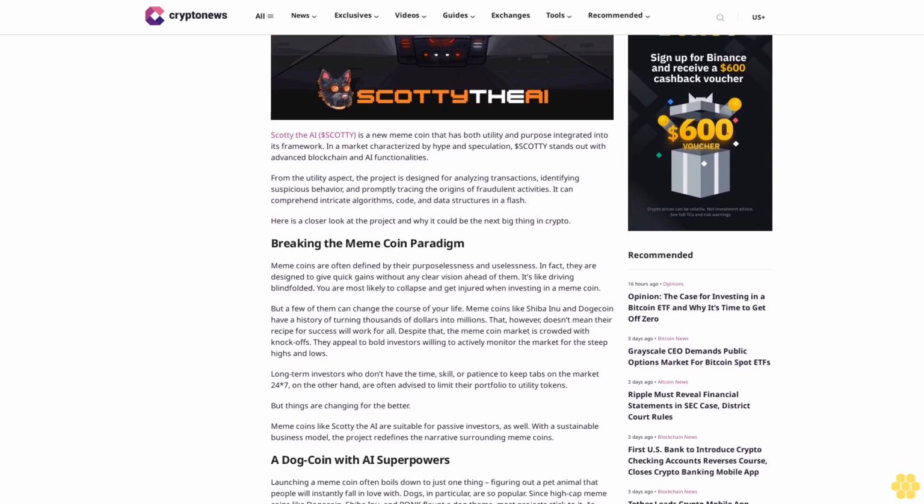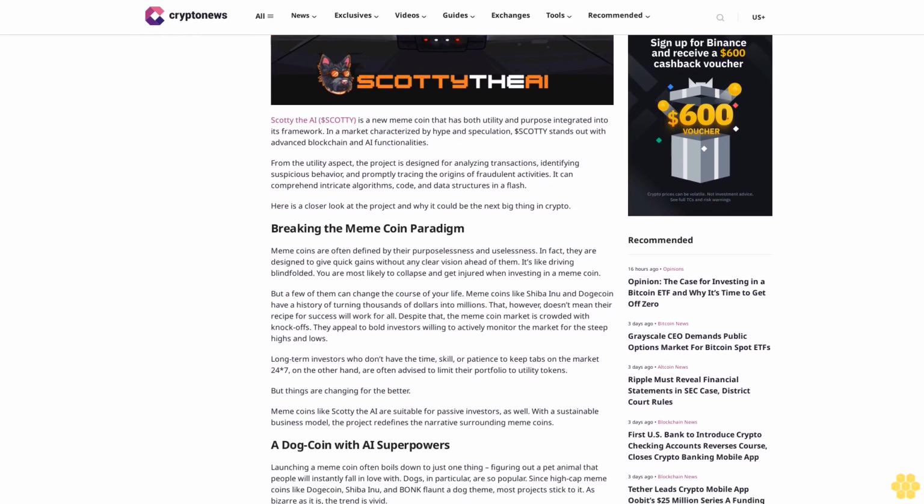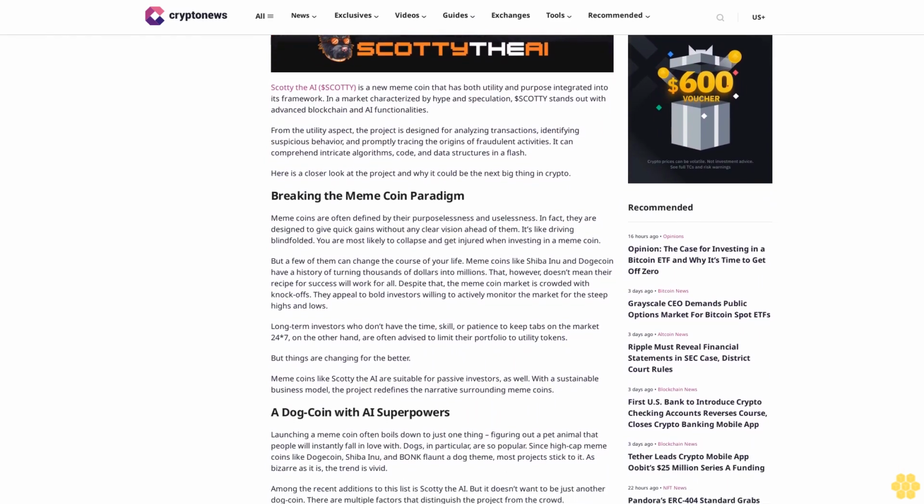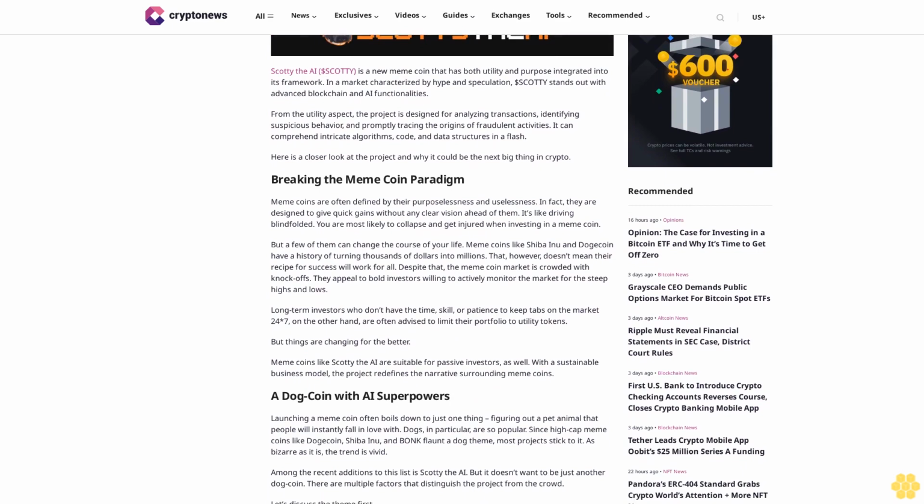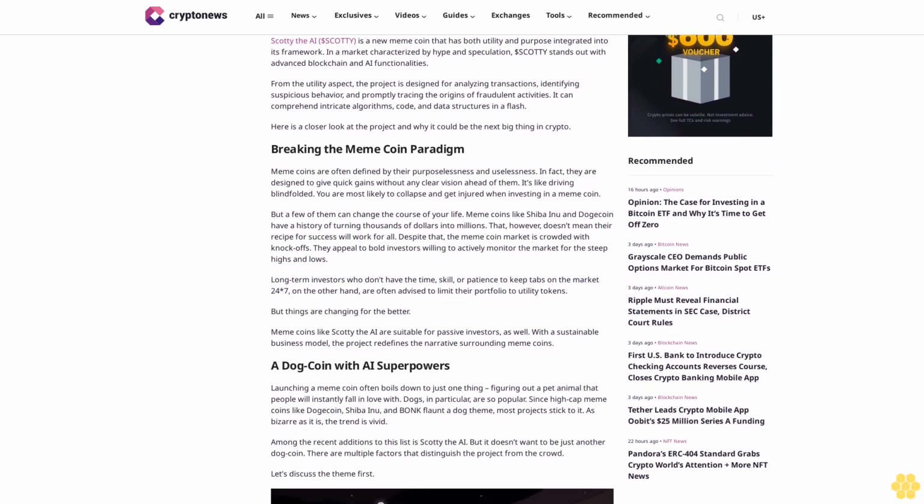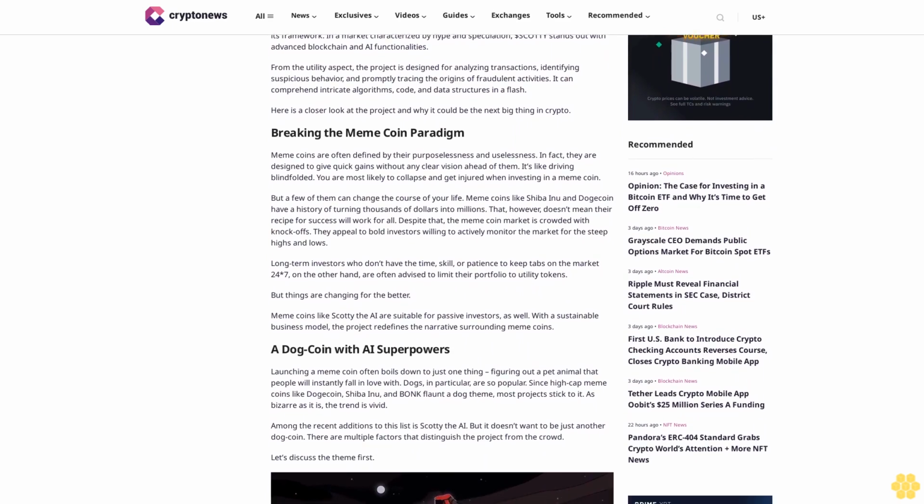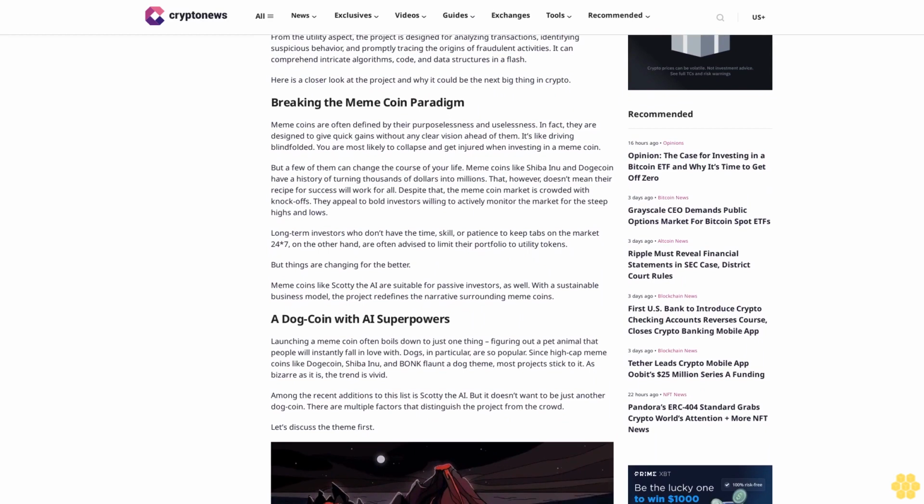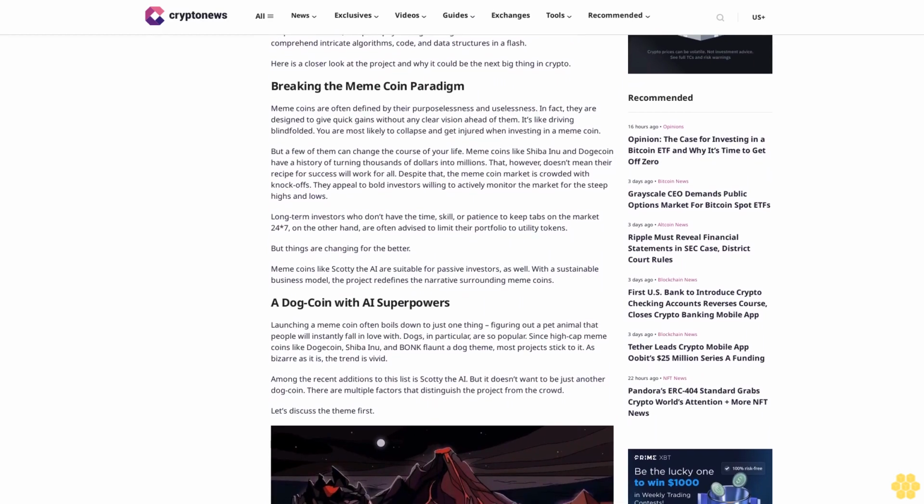Breaking the meme coin paradigm. Meme coins are often defined by their purposelessness and uselessness. In fact, they are designed to give quick gains without any clear vision ahead of them. It's like driving blindfolded. You are most likely to collapse and get injured when investing in a meme coin. But a few of them can change the course of your life. Meme coins like Shiba Inu and Dogecoin have a history of turning thousands of dollars into millions.